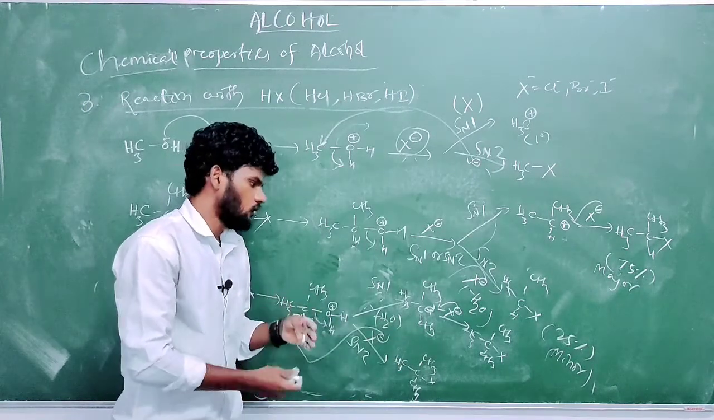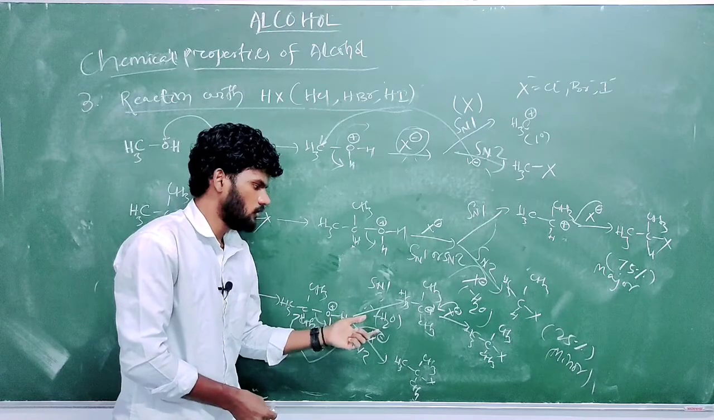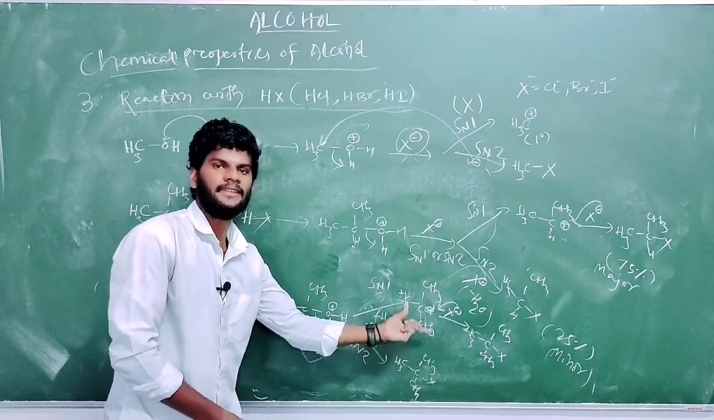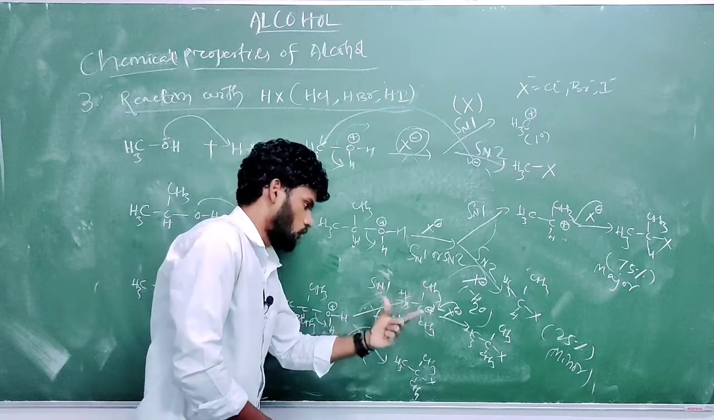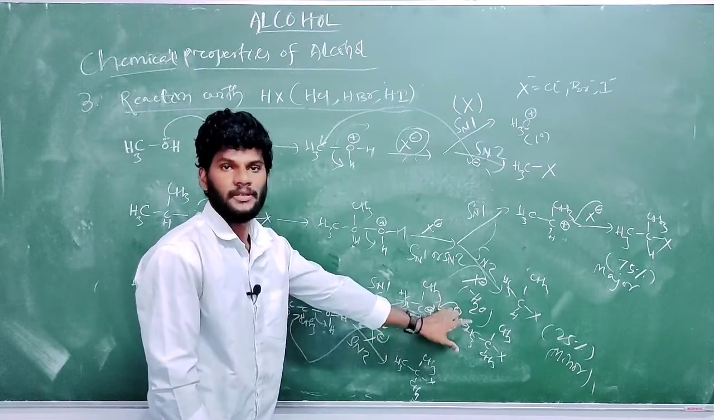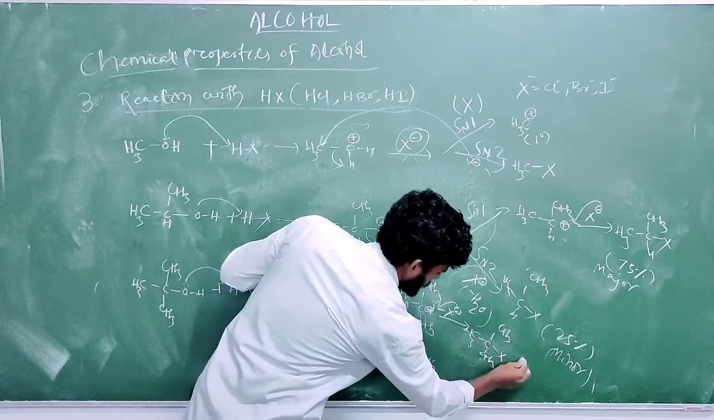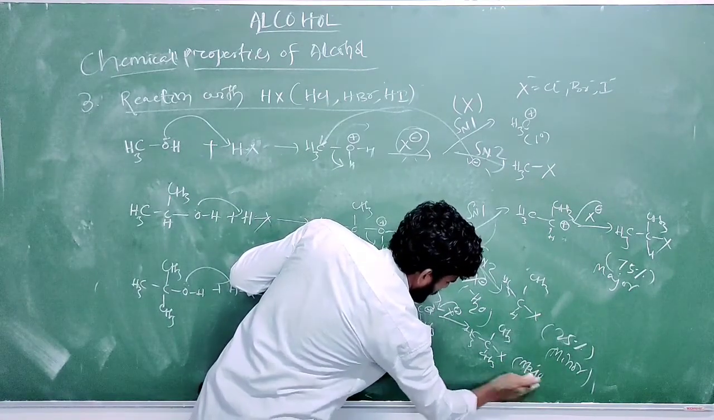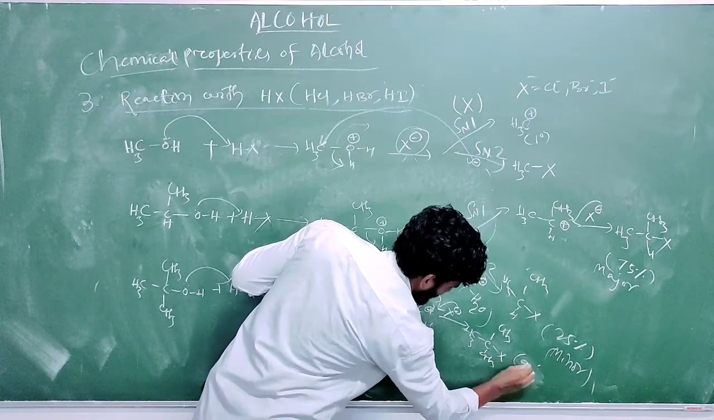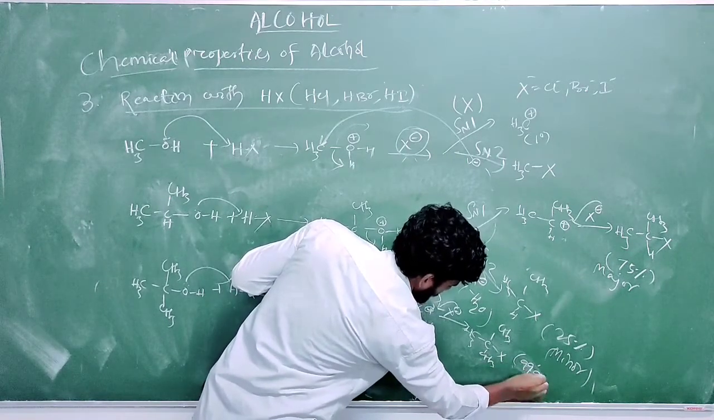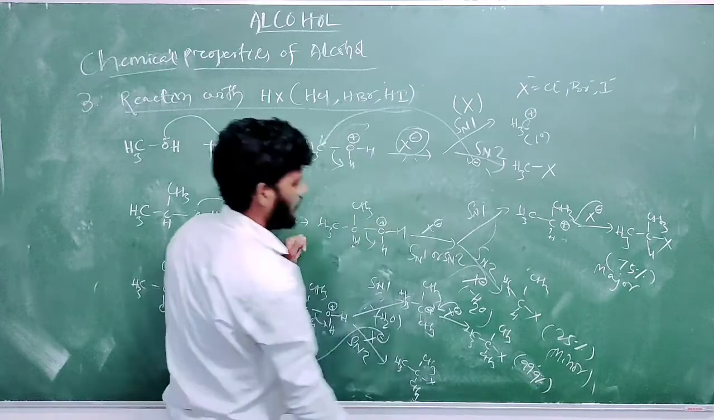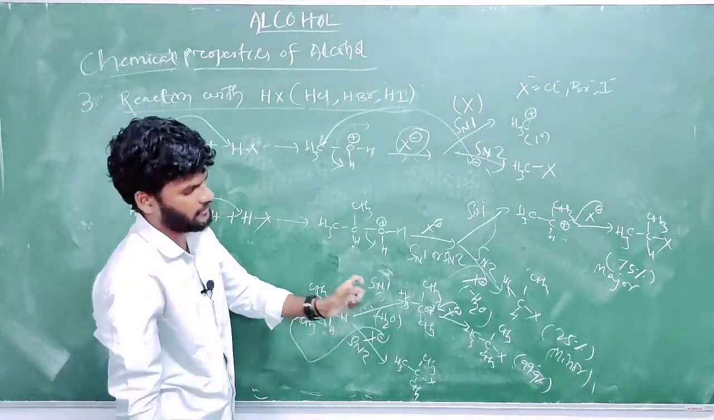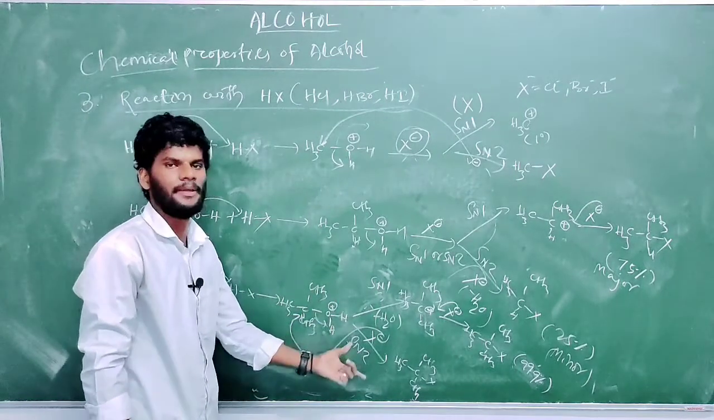Now compare these two products, which product is stable and forms faster. So how to know? You have to check the more stable intermediate. Here the more stable intermediate is what? The 3 degree carbocation. So the more stable intermediate will form the more stable product. Here this product is more stable, and it will form 99.9%, and this product forms 0.1%. The chance is very less.